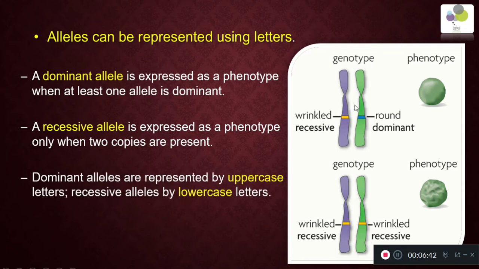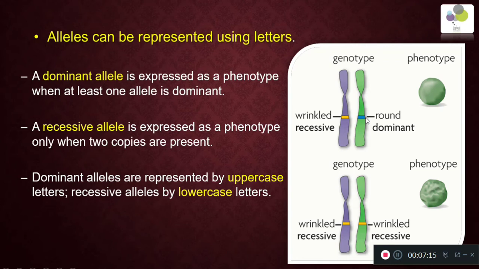This is about the genotype. If we have wrinkled and round, the phenotype will be round. Why? Because a dominant allele is present. On the other hand, when the phenotype is wrinkled, this trait is recessive and does not appear unless we have two copies of the wrinkled allele. So wrinkled and wrinkled equals wrinkled, wrinkled and round equals round, and round and round equals round.